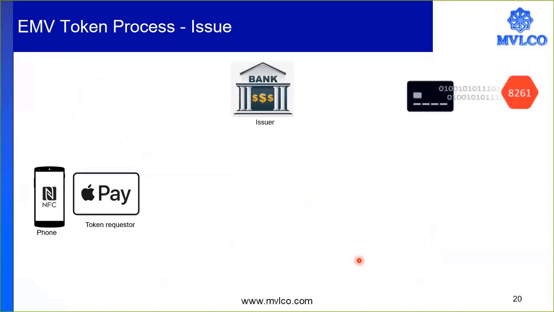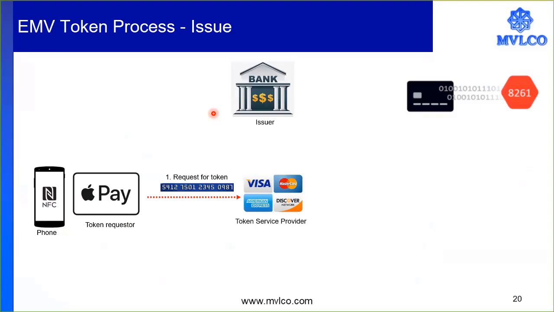So I am taking an example, which is a near field communication enabled phone, and Apple Pay is the token requester. On the other side, I have a bank, which is the issuer, who has issued the card to the cardholder. So as a token requester, Apple Pay would request a token. Whenever this information is passed on, it would use the primary account number for the card. In this case, I am assuming Visa, Master, Amex or Discover to be the token service provider. So Apple Pay sends this request for a token to the token service provider.